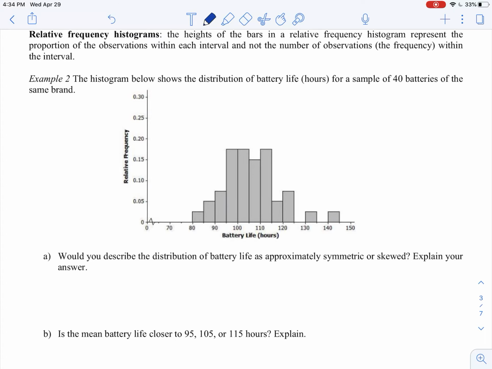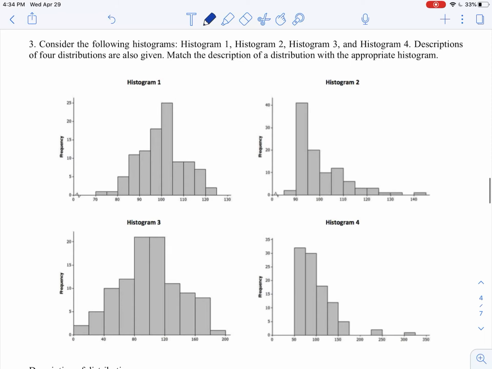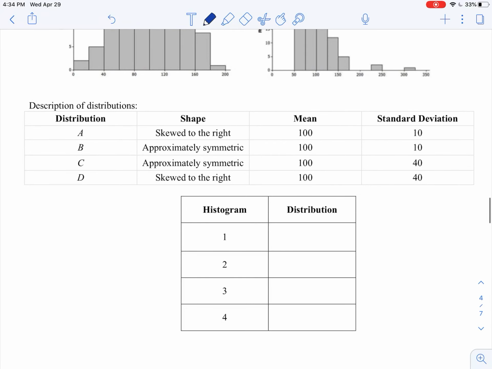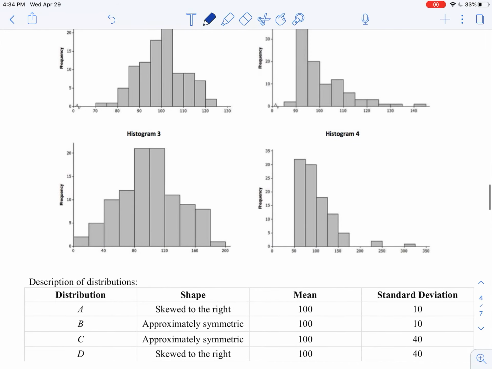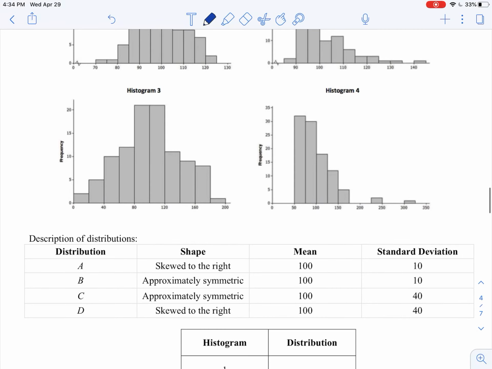We're going to get into more of using some of these diagrams. And again, the goal is eventually to be able to draw some conclusions. So I'm actually going to skip ahead for just a second, and I want you to take a look at this situation. You have 4 different histograms, and we're trying to match these 4 histograms to the information below. 2 are skewed to the right, 2 are approximately symmetric. The mean is about 100 for all of them, and you have to be able to figure out the standard deviation.